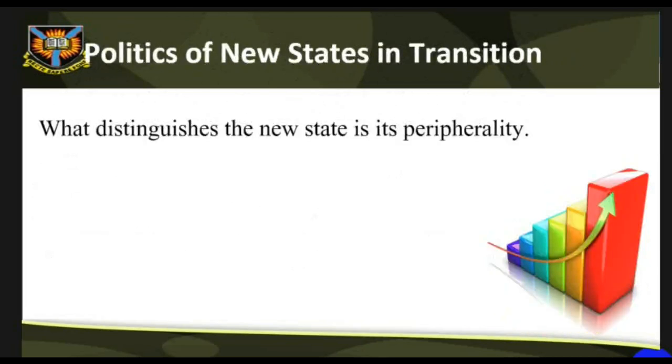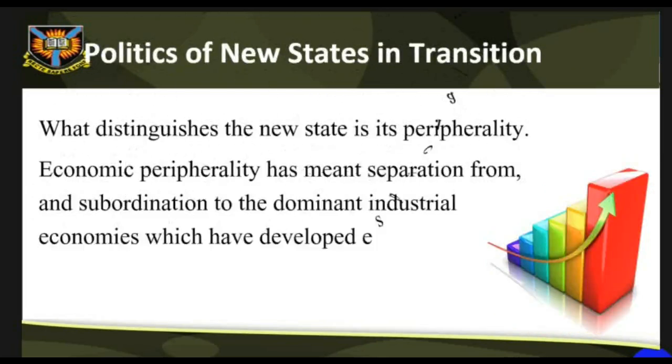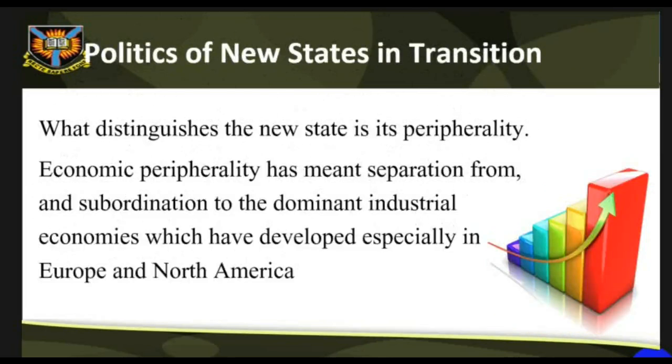What distinguishes the new state is its peripherality. Economic peripherality has meant separation from and subordination to the dominant industrial economies which have developed especially in Europe and North America. Though I do not hold the view that all Third World states are thereby doomed to a permanently menial economic status, they have entered the world economy especially through the supply of primary products such as minerals and cash crops to the industrial economies, and for the most part continue to be primary export producers.